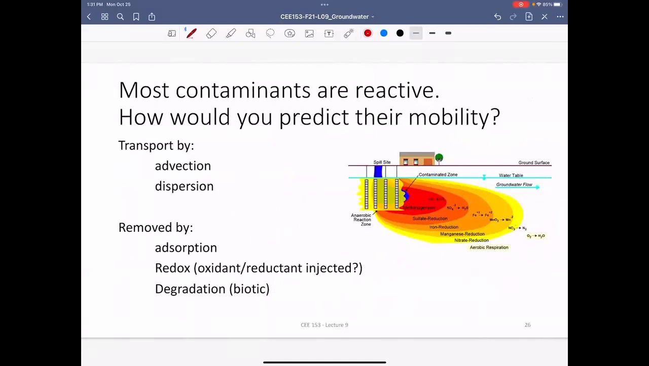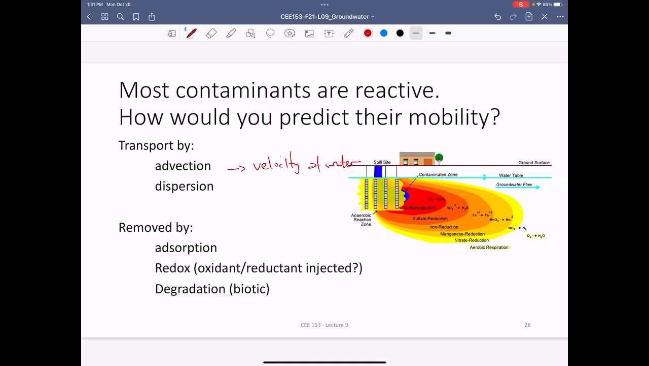Now, as I said, if you really solve this in a fundamental way, what makes the contaminants move is advection and dispersion. Advection means because water is moving, anything in the water is moving with it. So advection is related to the velocity of water. If the velocity of water is faster, then the advection is much faster.